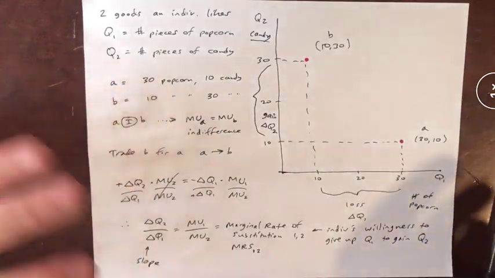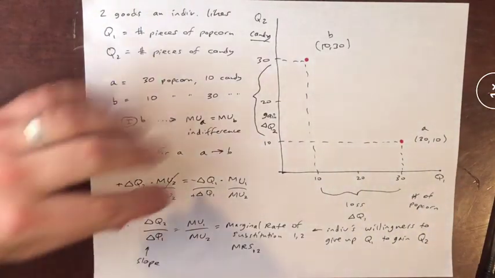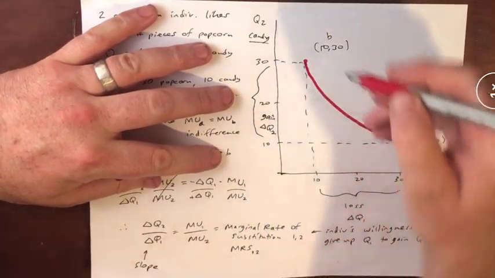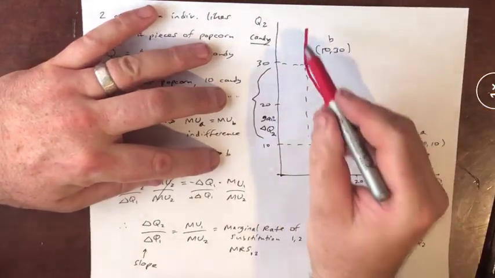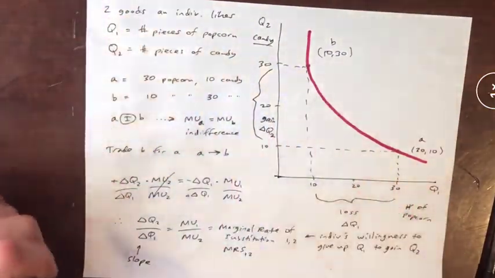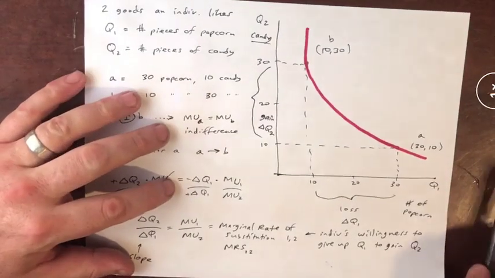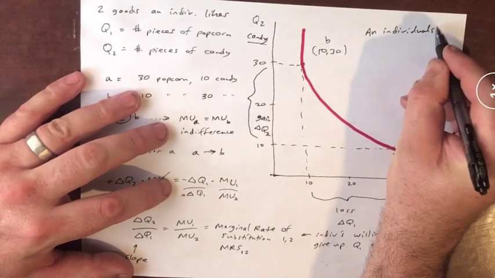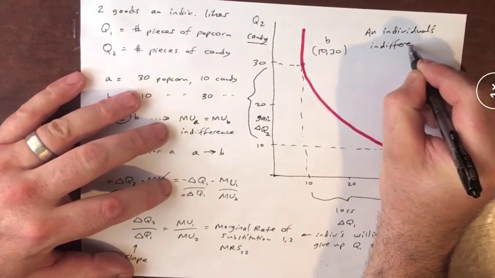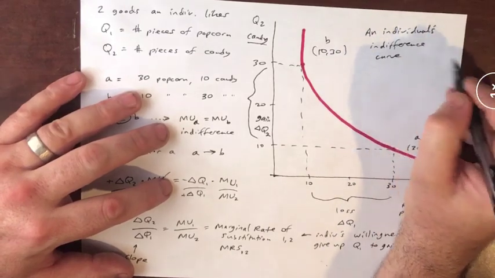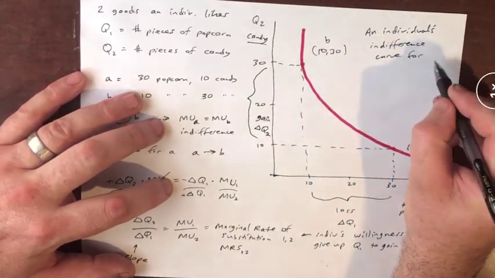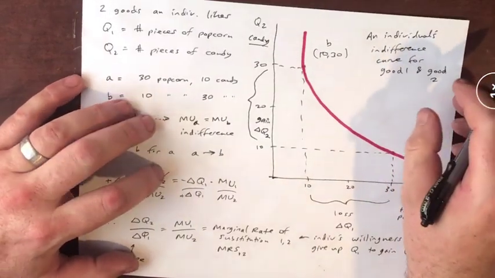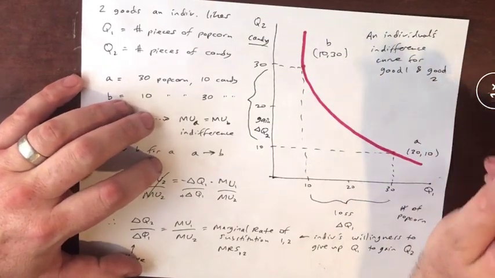Okay, so now let's fill in all of the points on this curve, and let's say that we've got a curve, a set of points, between which all of these points, like A and B, the individual is indifferent between. And this is an individual's indifference curve for good 1 and good 2.